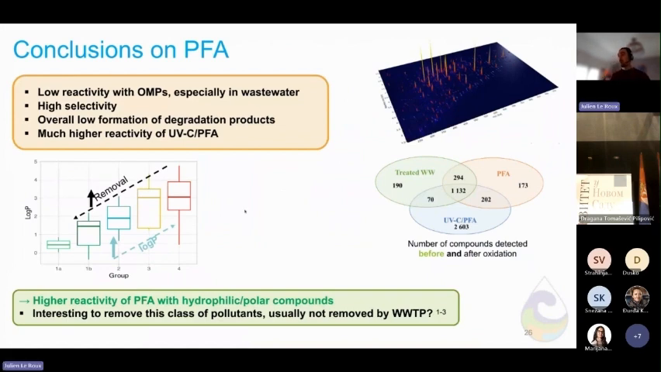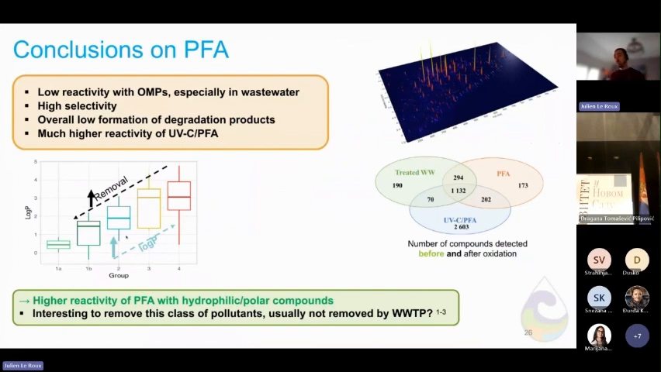All right, so that's all we've done in this last PhD thesis, and we found that, as I said, there was an overall low reactivity of performic acid, but it's really very selective with specific molecular groups. There's overall a very low formation of degradation products. I showed you these N-oxide products, but in the end, it's not very important in terms of number of molecules. And we found out that the advanced oxidation with UV is much more reactive.